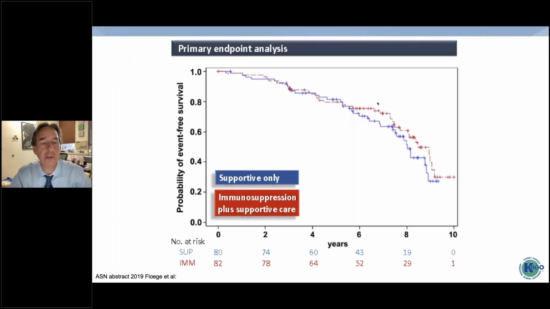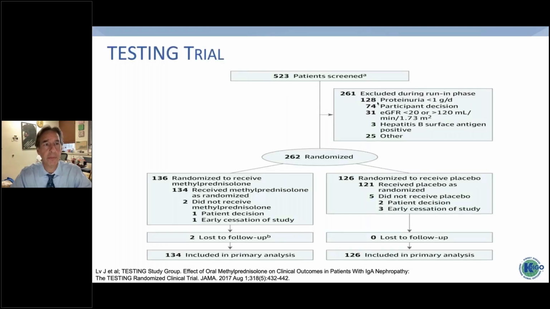And when the authors looked at their population even further out, with a mean follow-up of beyond 5 years, as you can see here, there was really no difference in these long-term events of doubling creatinine or coming to dialysis in the patients who received immunosuppression plus supportive care compared to those only receiving supportive care. So this sort of dampened enthusiasm for glucocorticoids in patients with IgA nephropathy.